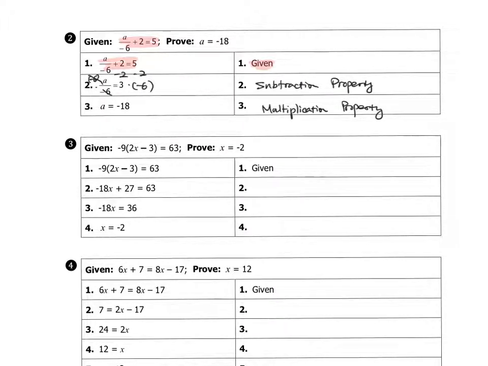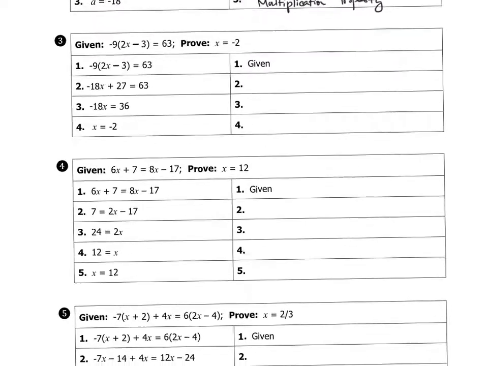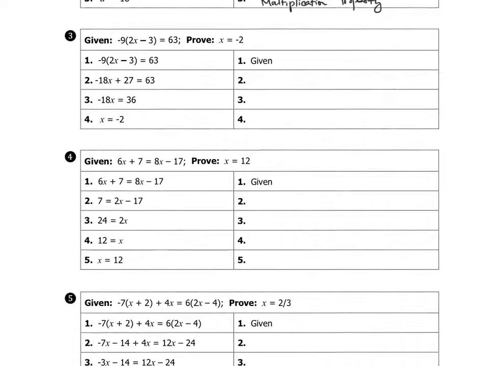Number 3 and number 4 are very much similar. I'm going to do number 4. I'll demonstrate number 4. Number 3 has, the only thing that you haven't seen is distributive properties. So that's the third step. The second step. Number 4, given 6x plus 7 equals 8x minus 17. So I have to write it down here. And then that's given. I have to prove that x equals 12.